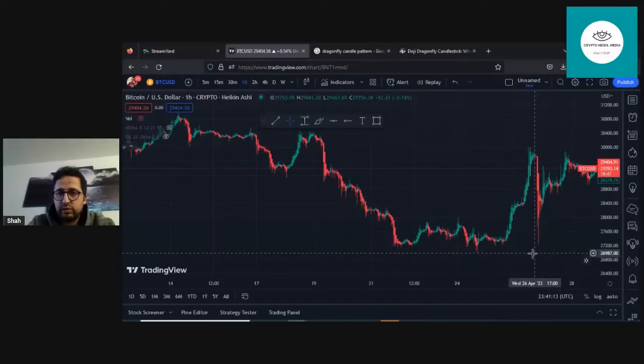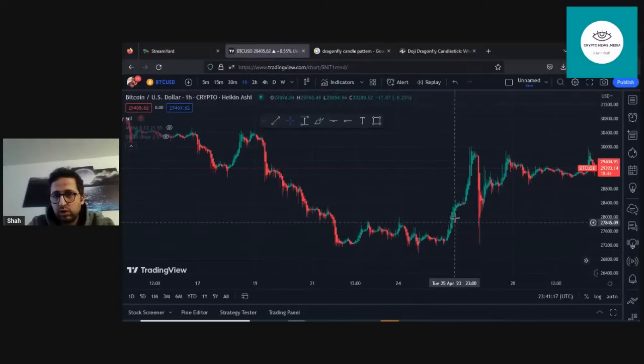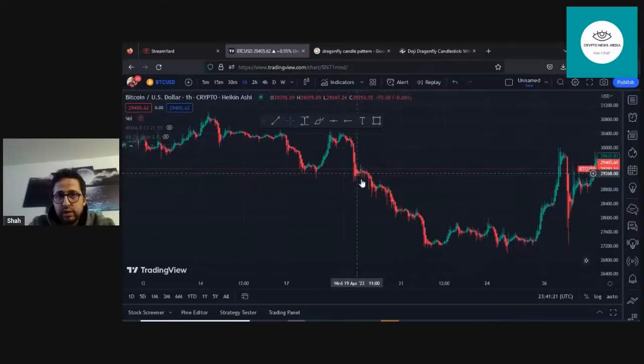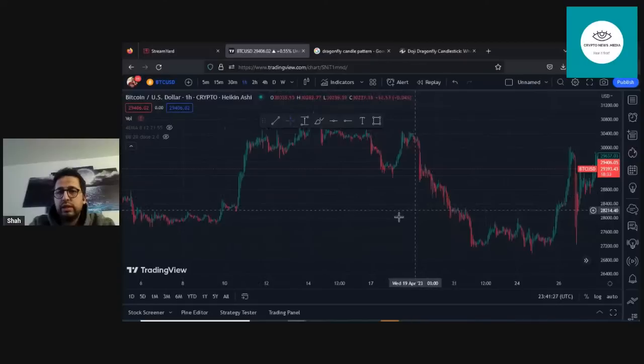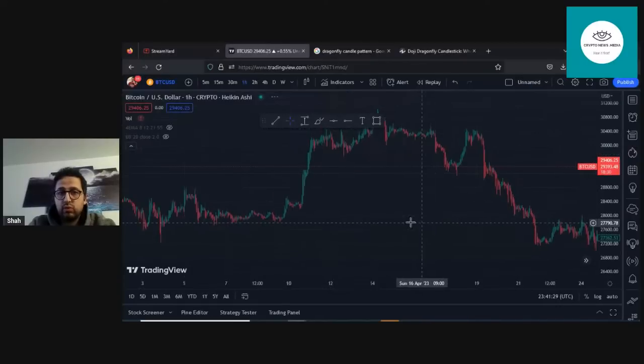If you see here, it's all green, right? If you look here, it's all red. So it helps visually for you to understand how the trend is going overall.